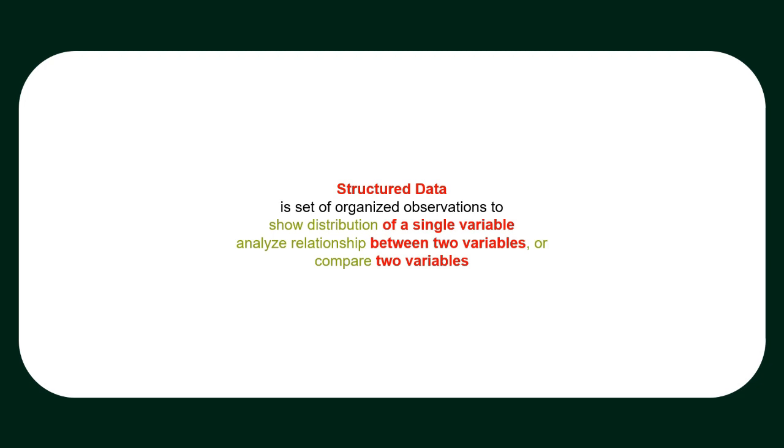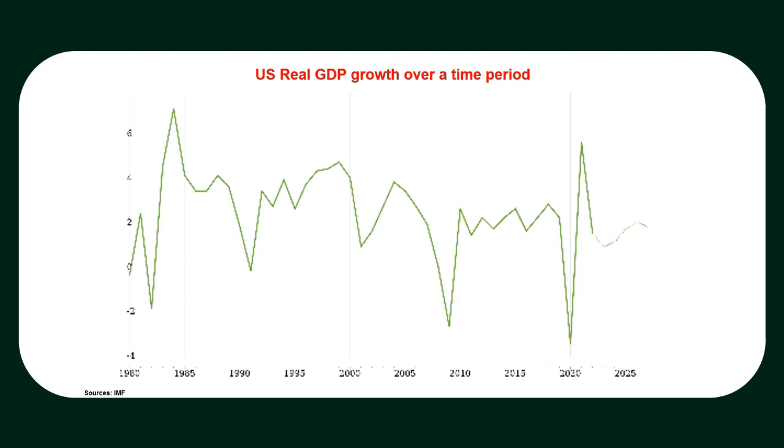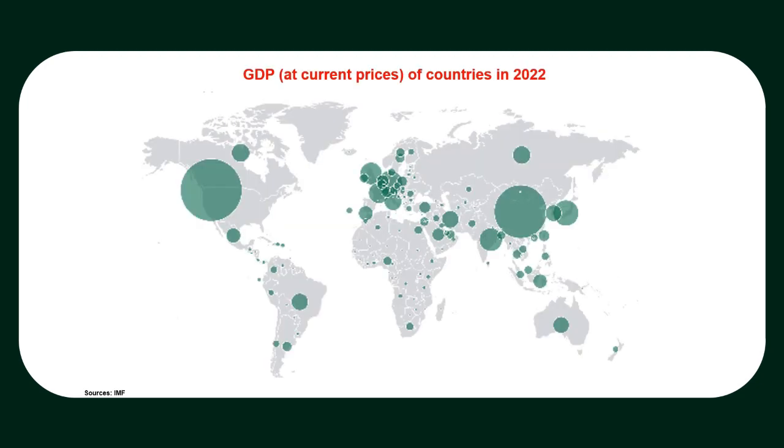Now the question is, what are a few examples of structured data? I would say the first example is time series data, which is observations taken over a period of time. An example of time series data is US real GDP since the 1980s. Another example of structured data is cross-sectional data, which is a comparable set of observations at one point of time. An example of cross-sectional data is the GDP of multiple countries in 2022.